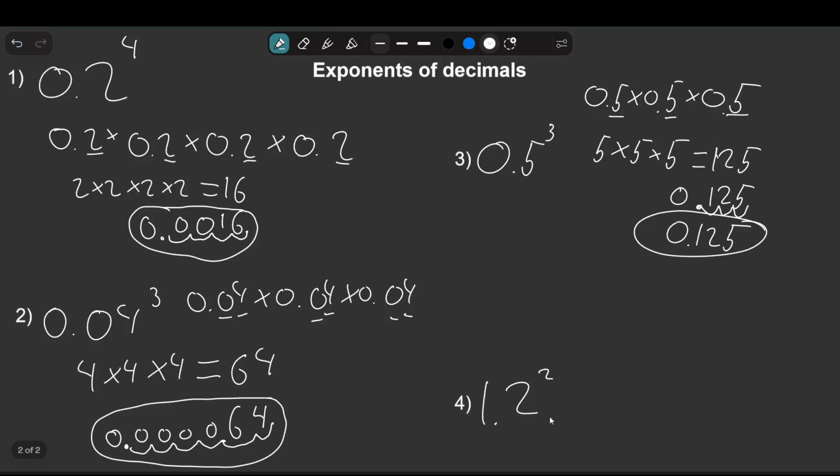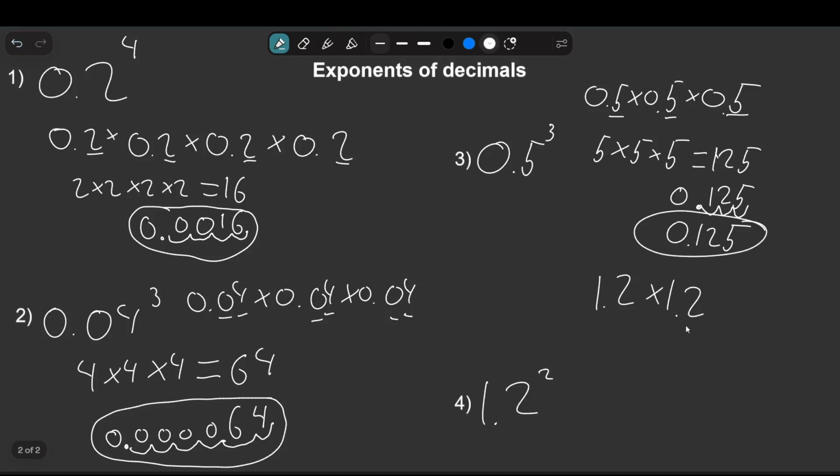So, on to the last one. We have 1.2 to the power of 2. This one is a bit different because it has a 1 and these all had a 0 at the start. But this doesn't change much. It's pretty simple again. I'm going to show you guys. So, with the power of 2, we do 1.2 times 1.2, 2 times because that's what the exponent shows us to do.